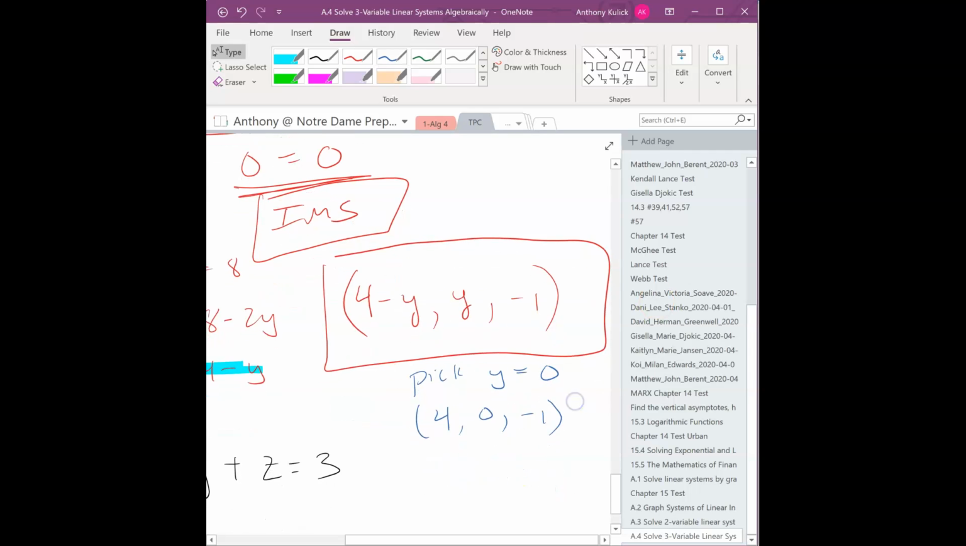So that's an answer. And maybe I could pick a different value for y, say 1. So when I do that, 4 minus 1 is 3, 1, and negative 1. And by having infinitely many choices that I can choose for y, I can get infinitely many ordered pairs here. And that will describe for me specifically what those infinitely many solutions are. So I can find as many as I want because I can just keep picking y's over and over again. But that should do it.